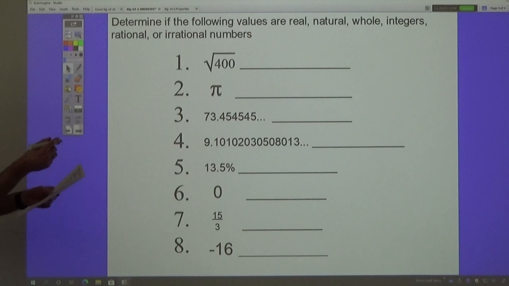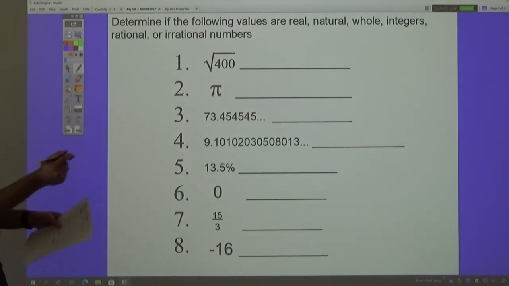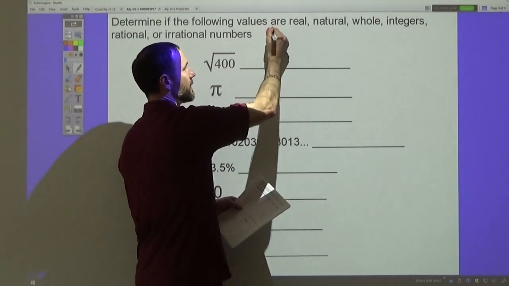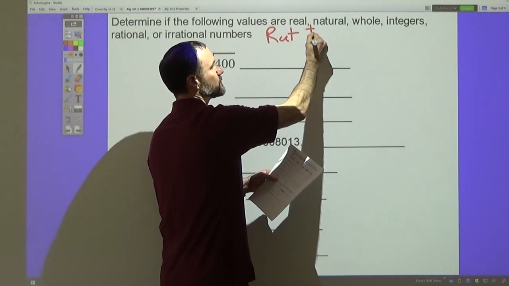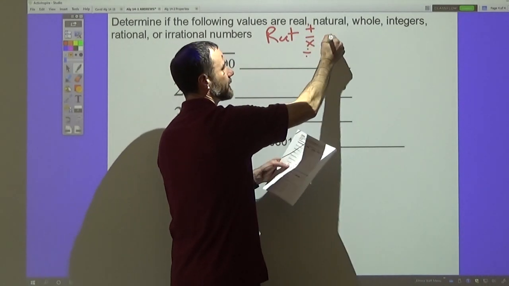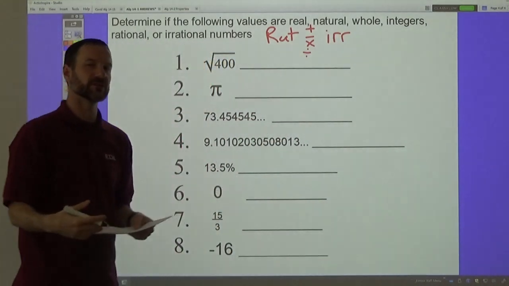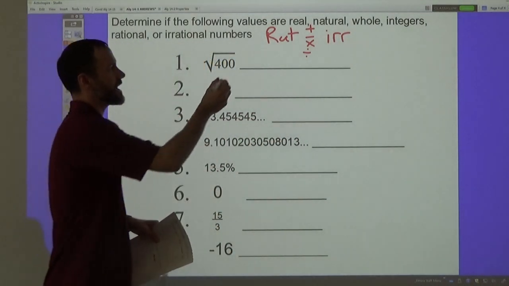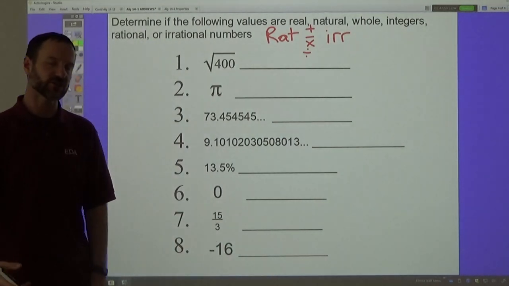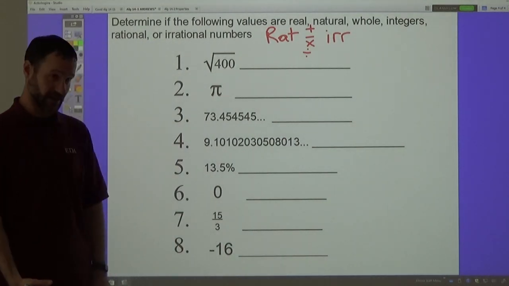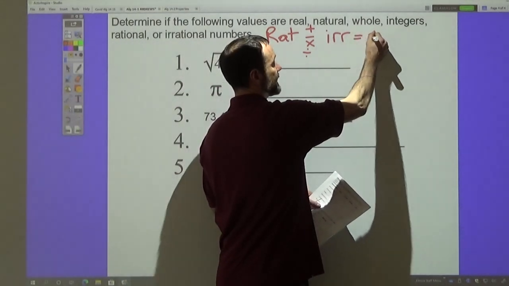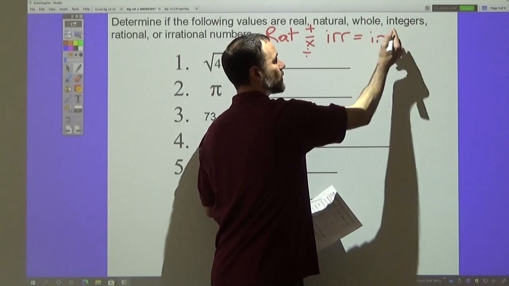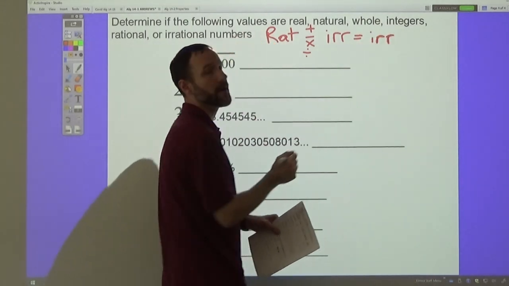One of the things that we need to know, they have this all the time on the Regents exam, is, and just ignore this slide for a second, whenever you have a rational and you do adding, subtracting, multiplying, or dividing by an irrational number. This is one of those multiple choice questions that they love. Irrational plus an irrational, irrational minus an irrational, irrational times an irrational, or rational divided by an irrational, you will always get an irrational number. That's just one of those things that you need to memorize.